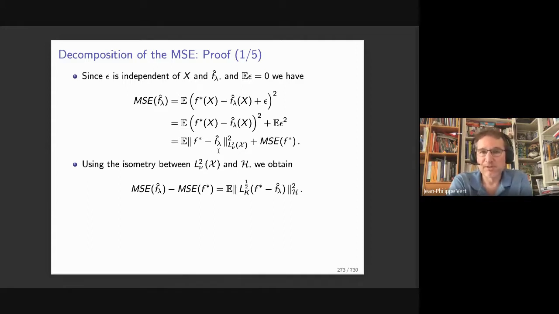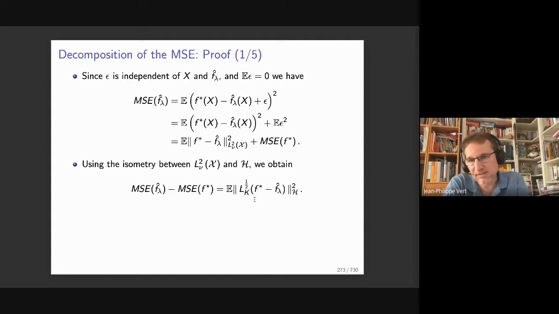Now, in order to upper bound the squared L2 norm of f star minus f hat lambda, this is where we use the trick, which I said is an important trick, to rephrase the L2 norm into an RKHS norm. Here we use this isomorphism between L2 and the RKHS in order to rewrite the squared L2 norm of something, which in this case is f star minus f hat lambda, into an RKHS norm. But of course, we need to multiply this function by the operator Lk to the power 1/2. This is a direct application of the isomorphism I mentioned between L2 and H.